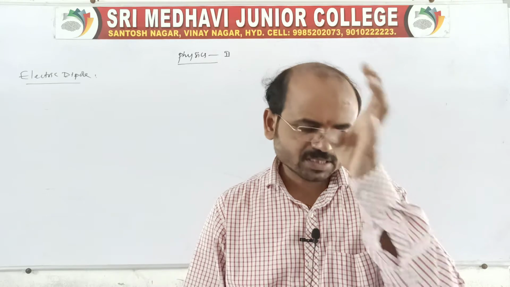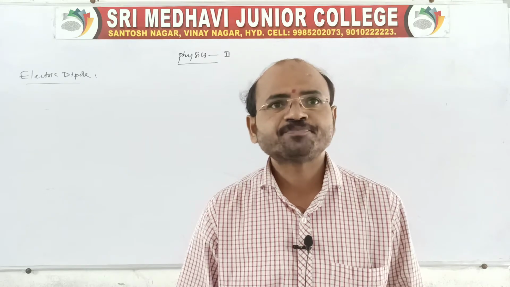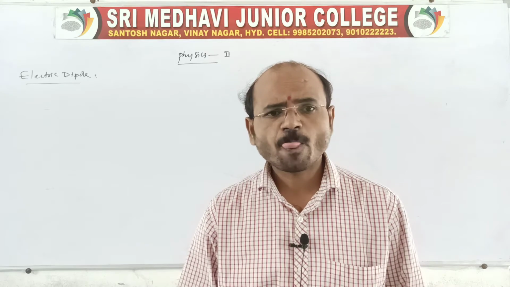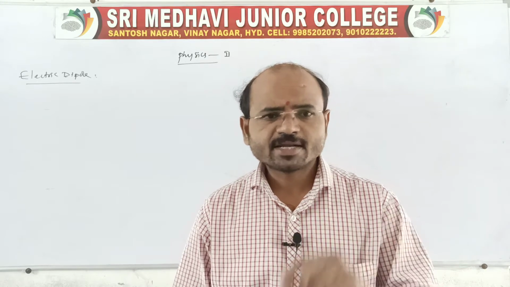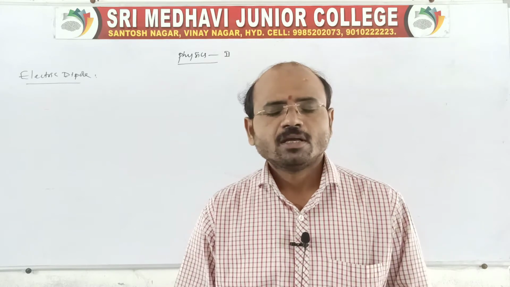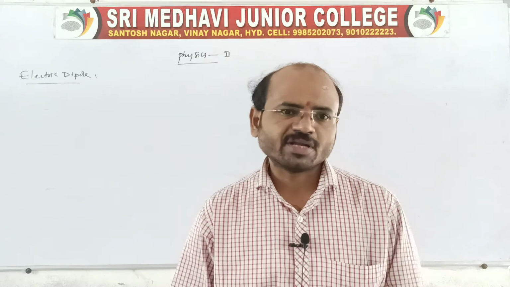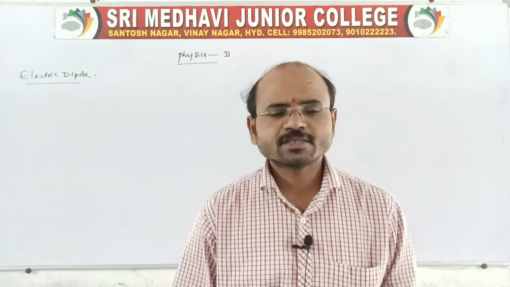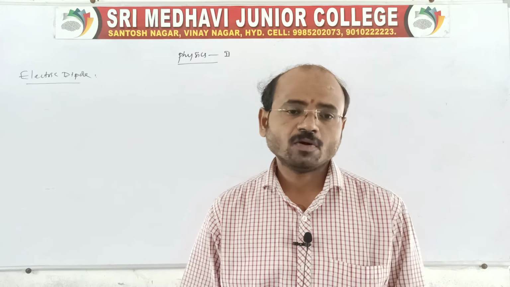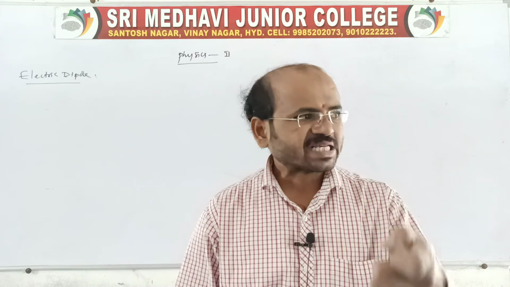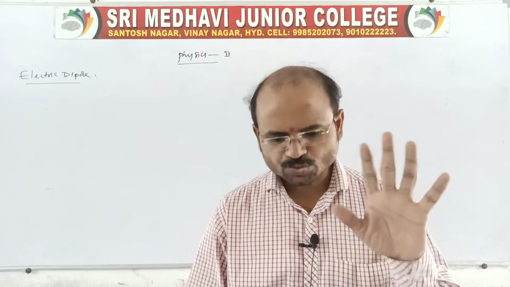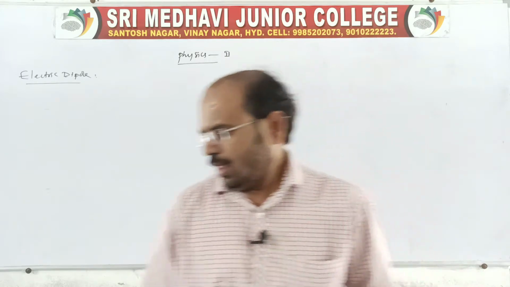In this second year physics, we already finished the electric field intensity due to a dipole on the axial line, as well as on the equatorial line. On the axial line, E is equal to K 2P by R cube, whereas on the equatorial plane, E is equal to KP by R cube. These two expressions are already finished.